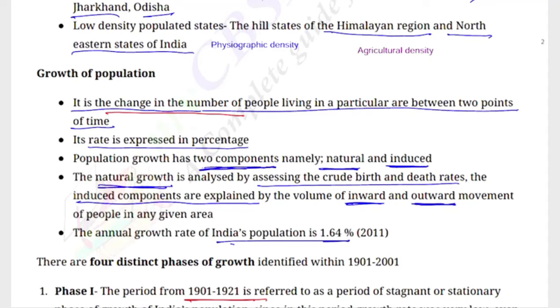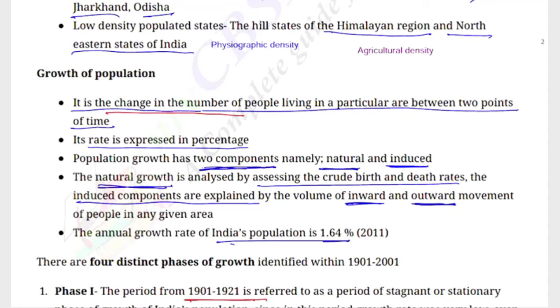मतलब एक पर्टिकुलर एरिया पे 2 पॉइंट्स ऑफ टाइम हैं, उनके बीच में जो नंबर ऑफ पीपल के अंदर चेंज होता है, दैट इज द population growth. It may be in the minus also and in the plus also. जो population growth है वैसा नहीं कि हमेशा आगे ही बढ़ती है, पॉपुलेशन किसी जगह की कम भी हो सकती है, किसी जगह की बढ़ भी सकती है, तो दैट इज द growth of the population.